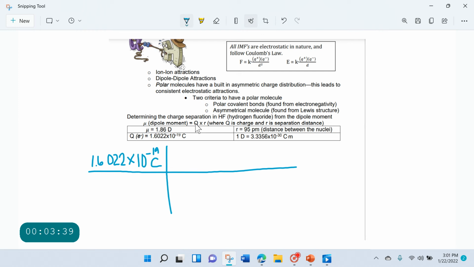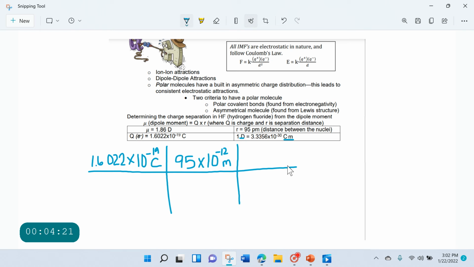So we're multiplying Q times R, and R is here, 95 picometers. Now, I'm going to show you a chart of how to convert from picometers to meters. If you don't already have that memorized, the metric conversion chart is really good to memorize for these kinds of things, which is not as hard as it sounds. So this is going to be times 10 to the negative 12th to get it to go from picometers to meters, because when all is said and done, we need to be in Debyes.